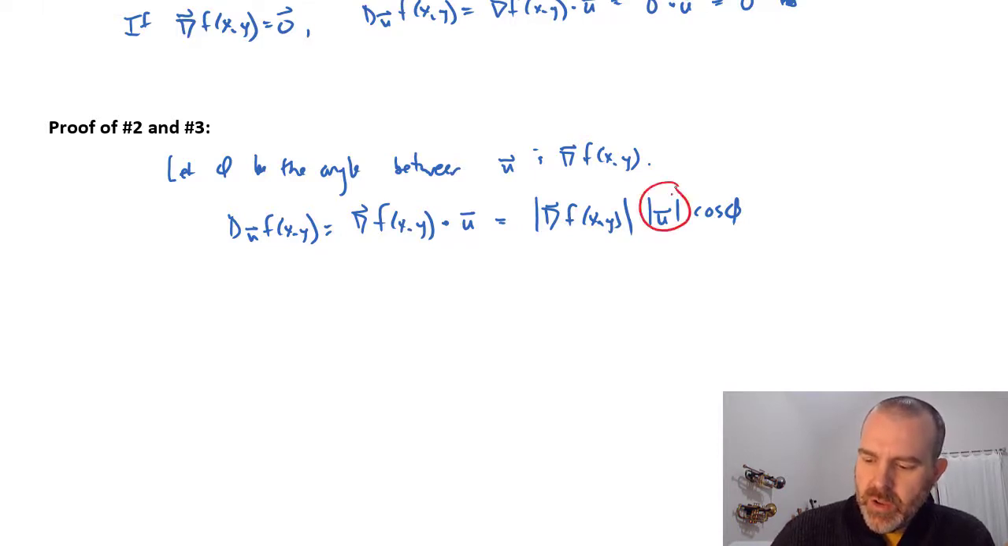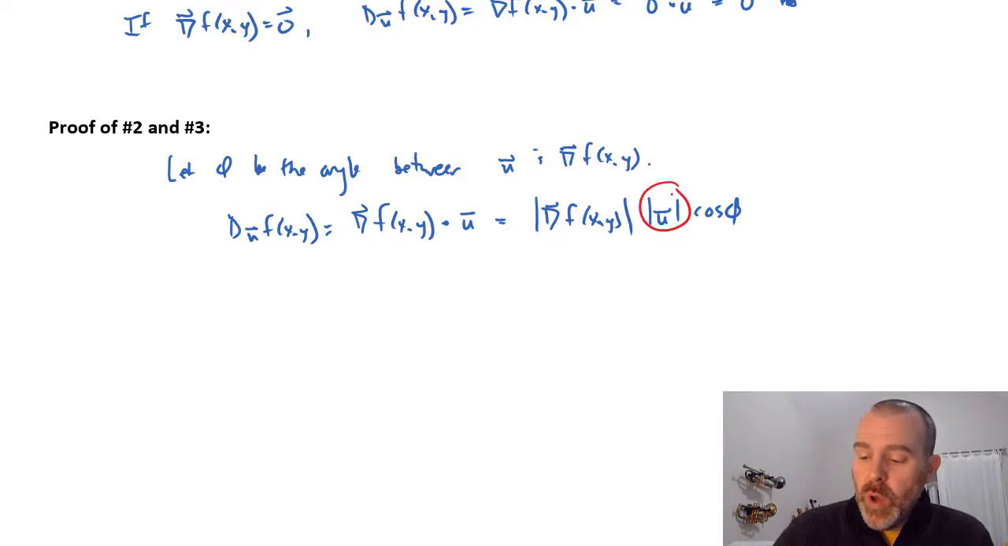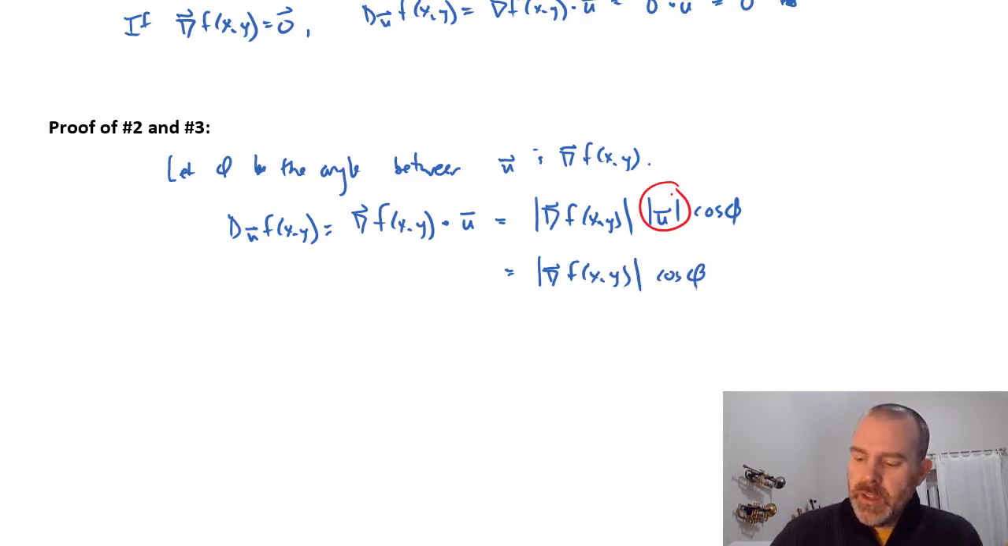So u there is a unit vector, right? It's our directional vector. Oh well. u is our directional vector, and so its magnitude is 1, and so what we get then is the magnitude of the gradient times the cosine of the angle between our directional vector and the gradient.